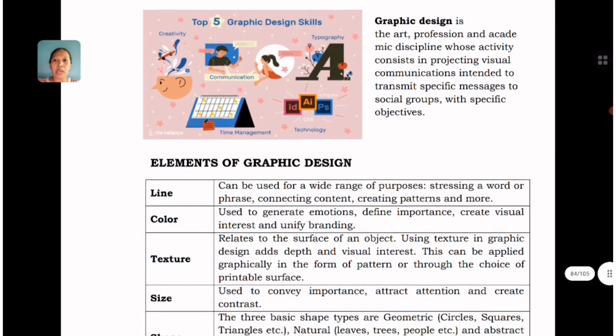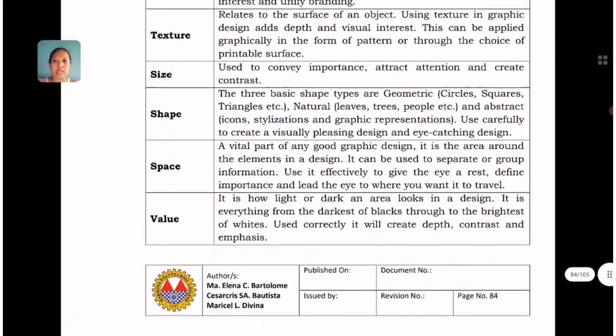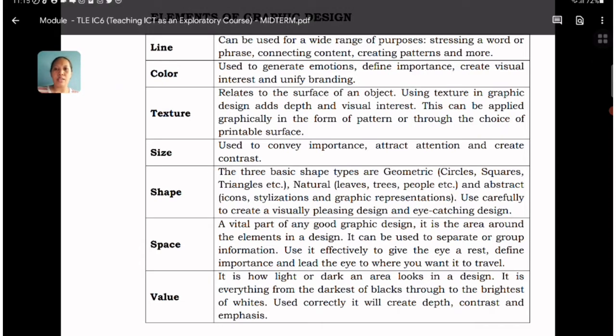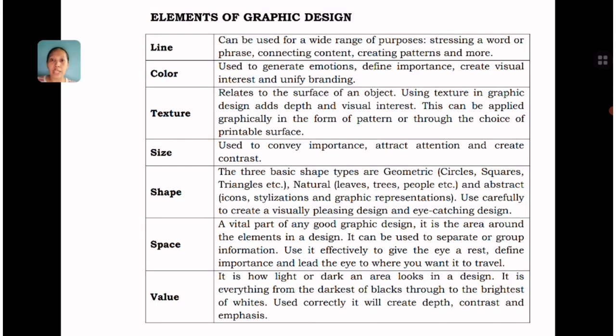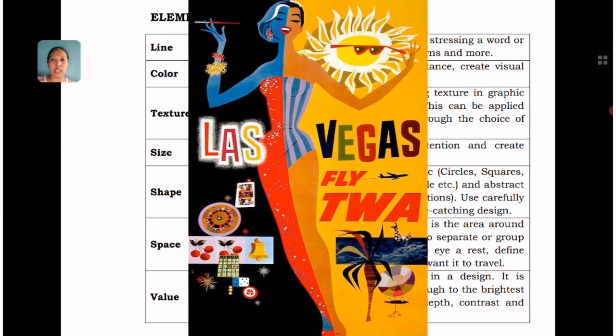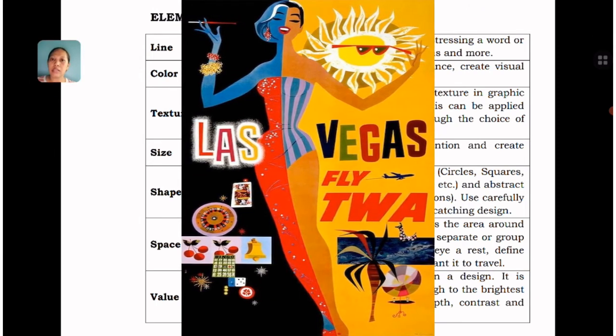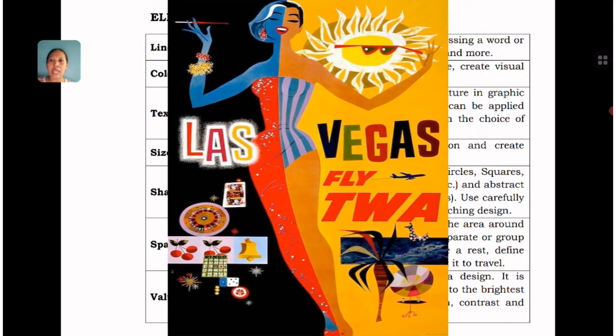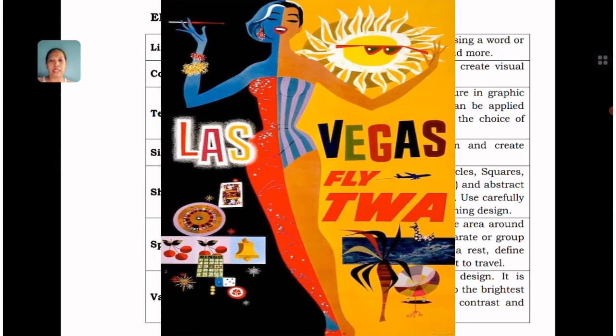So ano daw yung mga elements ng graphic design? So what are the elements of graphic design? We have 7 elements stated here. The line, color, texture, size, shape, space, and value. So I will flash a picture or a graphic design in your screen and try to analyze kung lahat ng elements na binanggit natin ay nai-apply dun sa graphic design na ito.